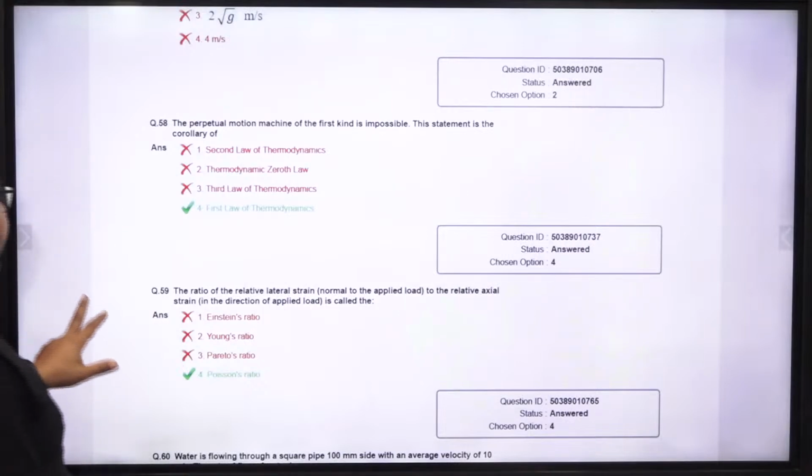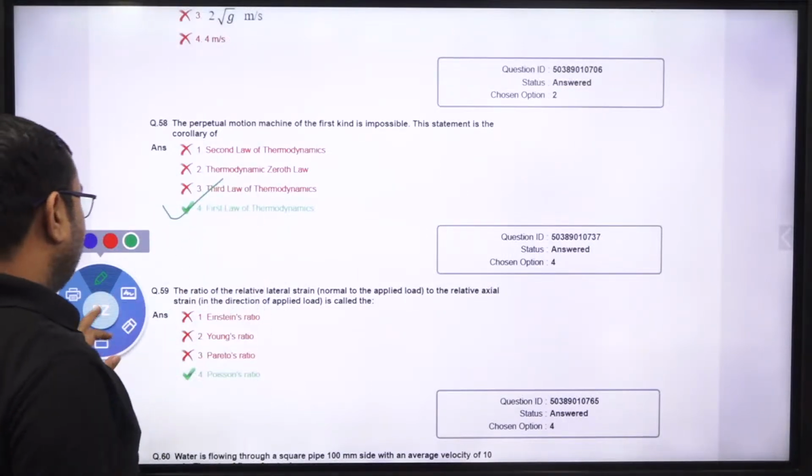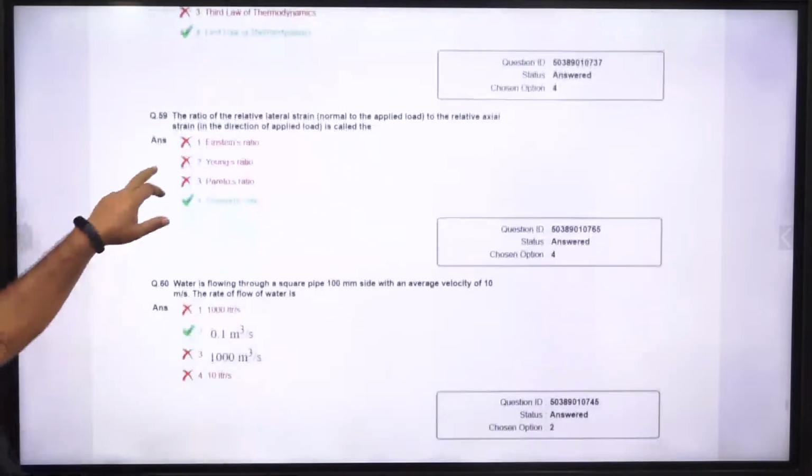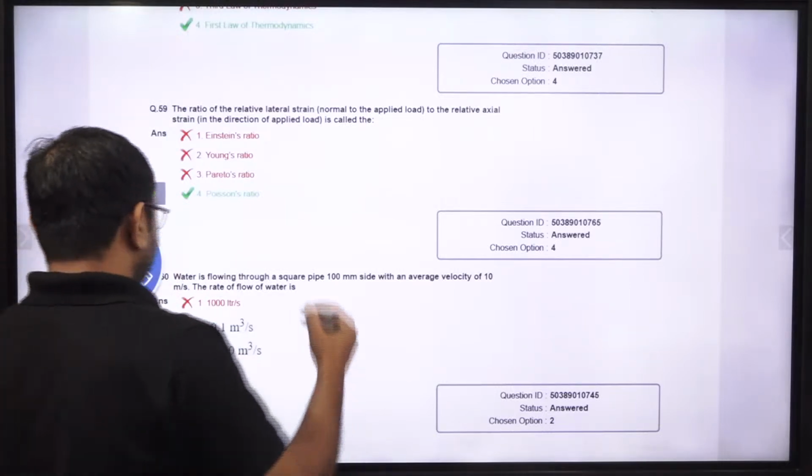Okay, so the correct answer is first law of thermodynamics. What about the next question? The ratio of relative lateral strain normal to the applied load to the relative axial strain. This is very simple. This is called Poisson's ratio.